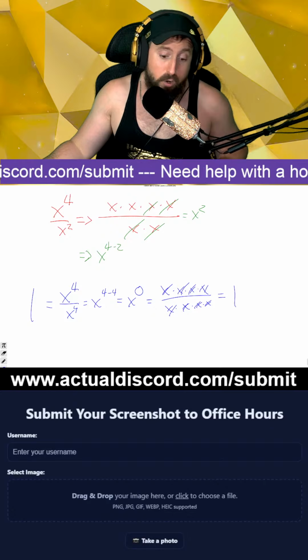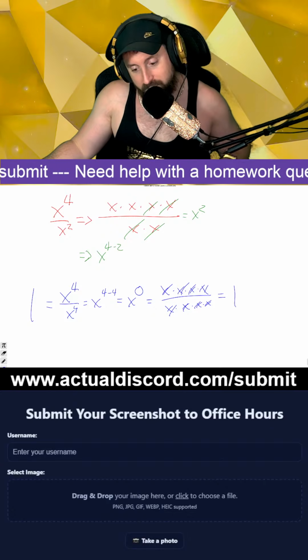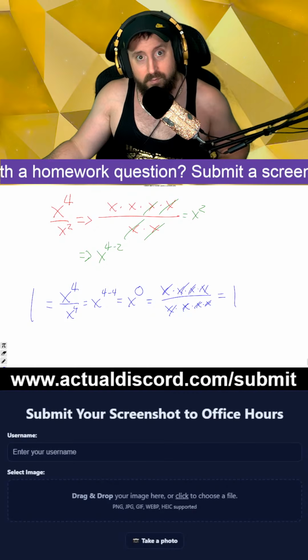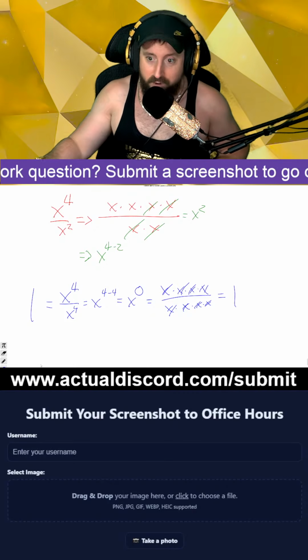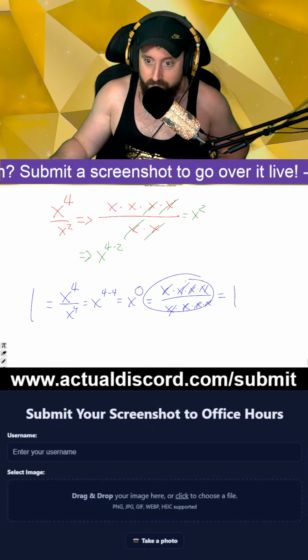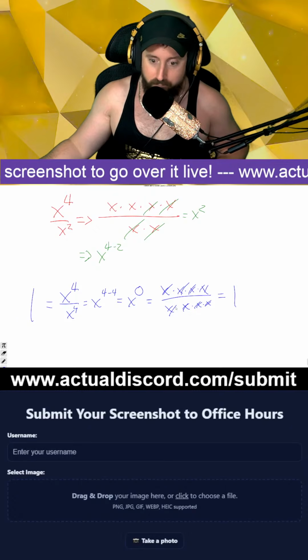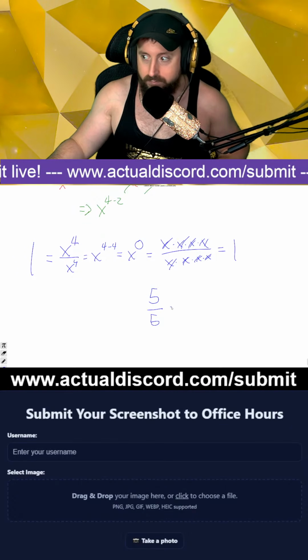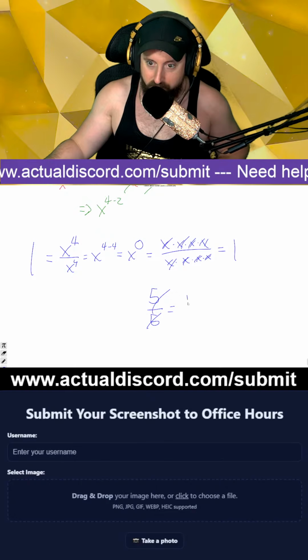The only difference is 0 to the 0 does not equal 1. That's not true. If everything cancels out, wouldn't it be 0? No. They cancel out to 1, right? Think about like 5 over 5. These cancel, but that just becomes 1.